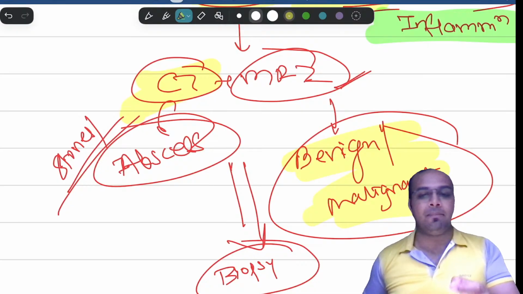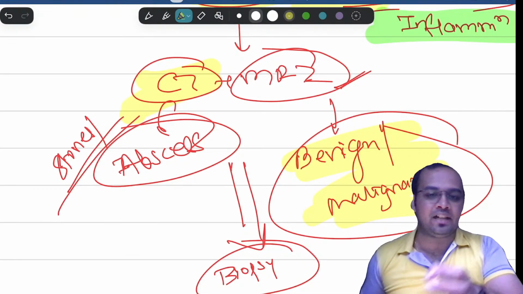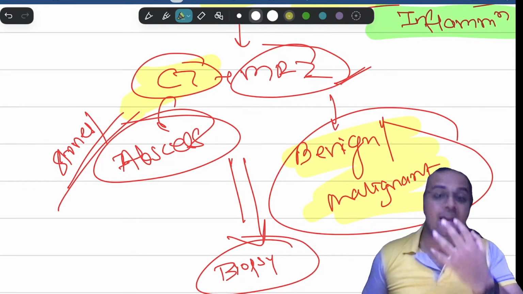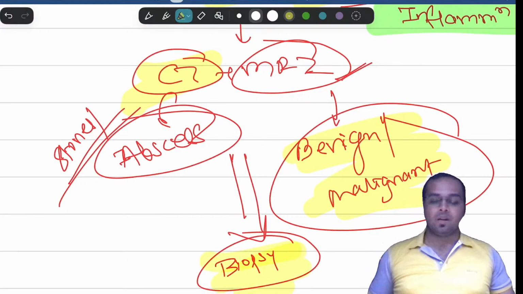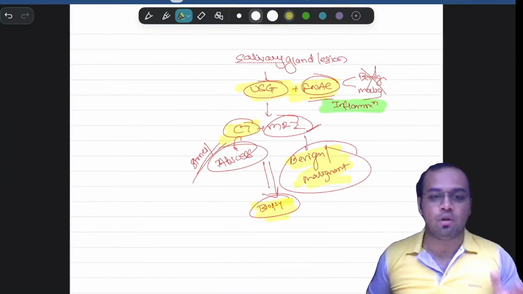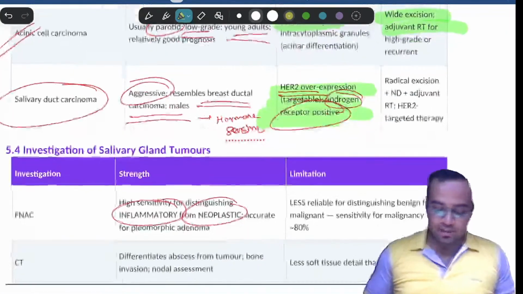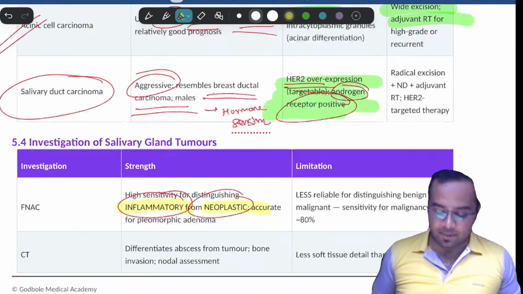So if it is going to be a benign, I am going to go for a conservative approach. If it is going to be malignant, I can go up front for surgery. Still you are confused, go for a biopsy. Biopsy will definitely tell you what is the lesion. So it is very much important. That's what is given. FNAC is highly sensitive for inflammatory or neoplastic.